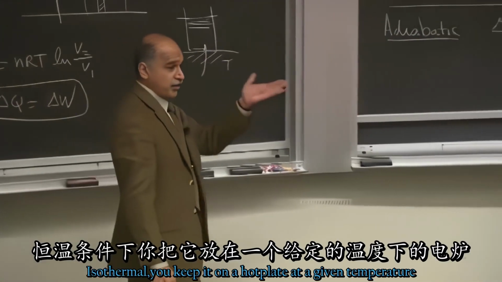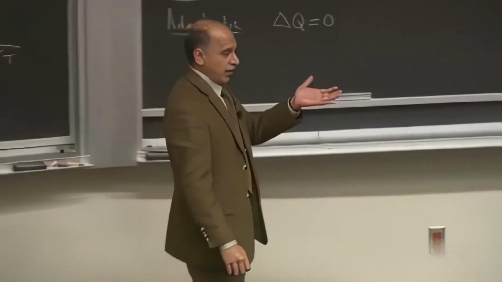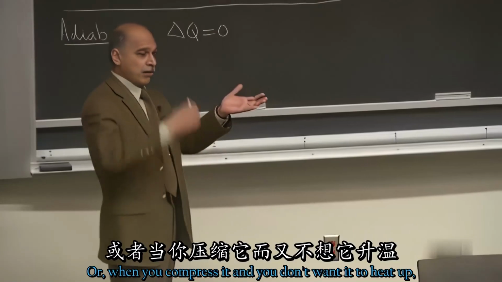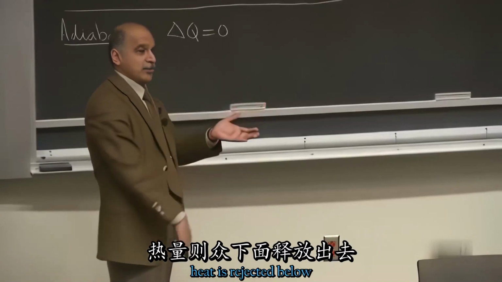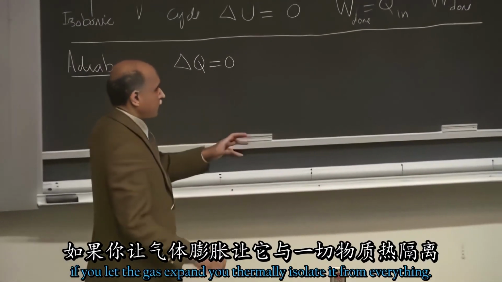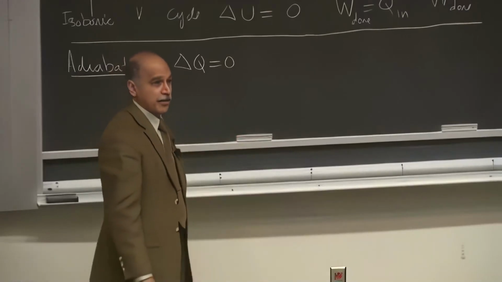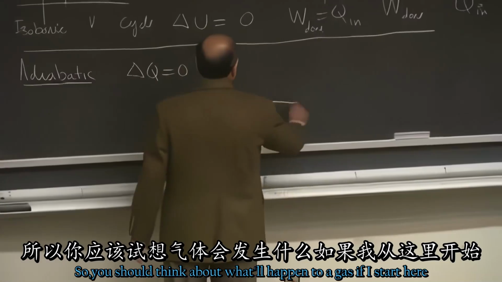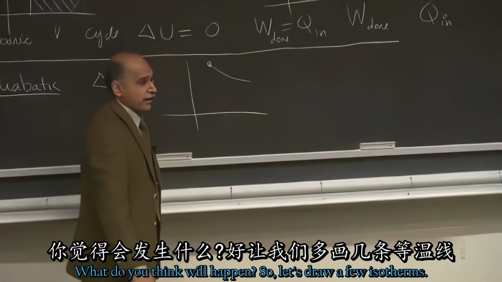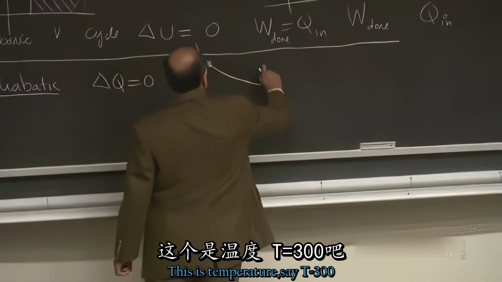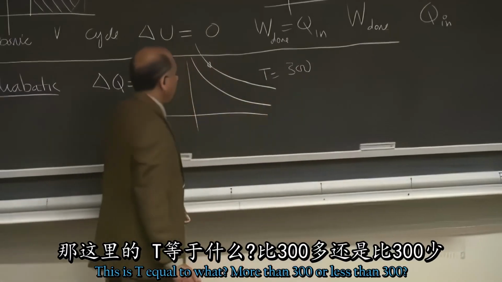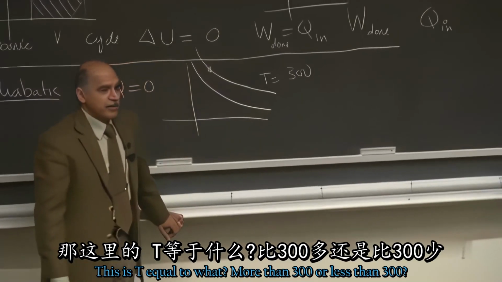Isothermal is quite different. Isothermal, you keep it on a hot plate at a given temperature, and as the volume increases, heat comes in from below. Or when you compress it and you don't want it to heat up, heat is rejected below. But this is not the case here. In an adiabatic process, if you let the gas expand, you thermally isolate it from everything. So you should think about what will happen to a gas if I start here. That's what isothermal is. What do you think will happen? So let's draw a few isotherms. This is temperature, say T equal to 300. This is T equal to what? More than 300 or less than 300?